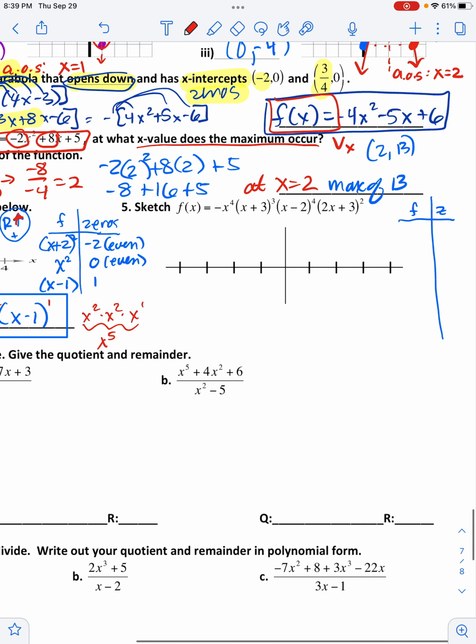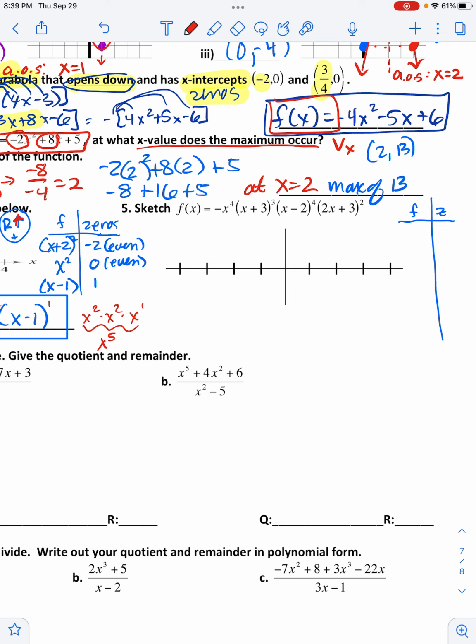Okay, so let's scoot back over here. The factors they're giving me are an x to the 4th, an x plus 3 to the 3rd, an x minus 2 to the 4th, and a 2x plus 3 to the 2nd. So my zeros will be a 0 with a multiplicity. I'm going to put a little m up here because I don't have very much room. So I have a multiplicity of 4, which is even.